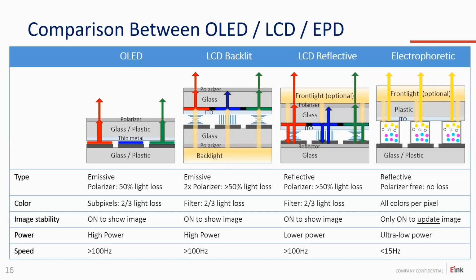Same thing, again, more than 50% loss because you have two polarizers here. 2/3 light loss because you use a color filter. Again, on to show an image, high power, and more than 100 Hertz speed, so it's pretty fast.